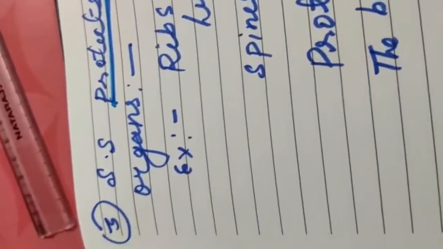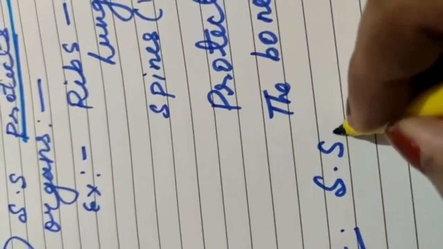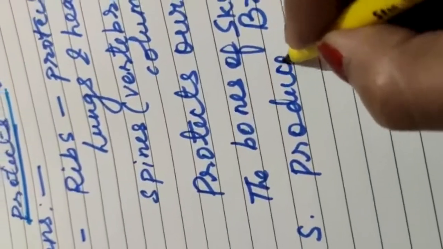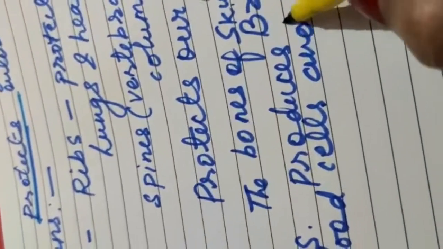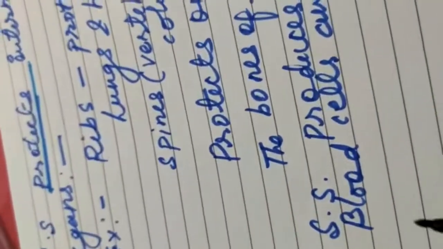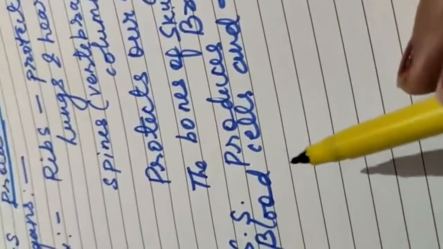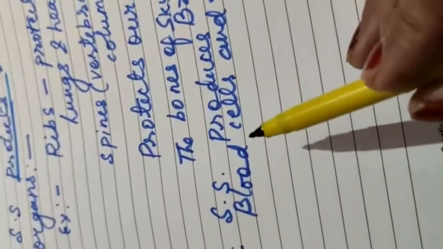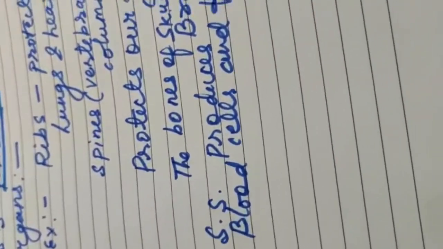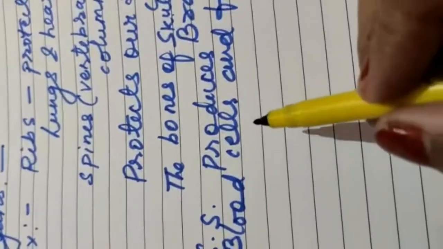Okay, now the next point, the fourth point: the skeletal system produces blood cells and fats also. How does the skeletal system produce blood cells and fats? Bones serve as a site for fat storage and blood cell production.